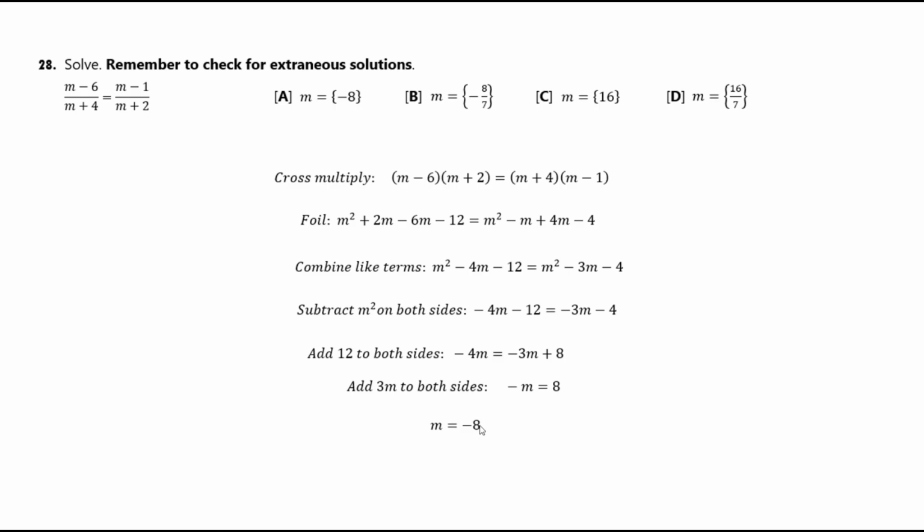Now remember, we have to plug this into the denominators to see if they get 0. In this case, negative 8 plus 4 is not going to give me 0, and negative 8 plus 2 is not going to give me 0. Therefore, this is my solution. The answer is A.